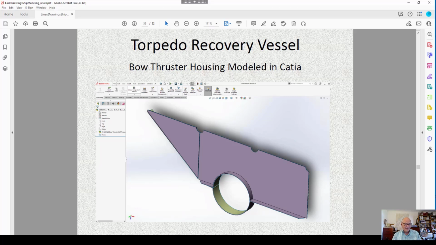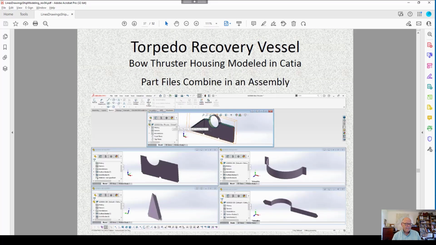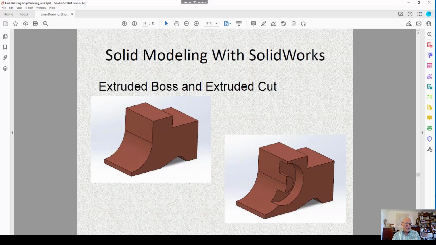It's the bow thruster, the part in the front that can put water out to the sides using a prop and allow you to turn the boat at the bow much more readily. And that assembly, that sub-assembly, consists of those individual parts. So we're going to be doing things like that with SolidWorks.